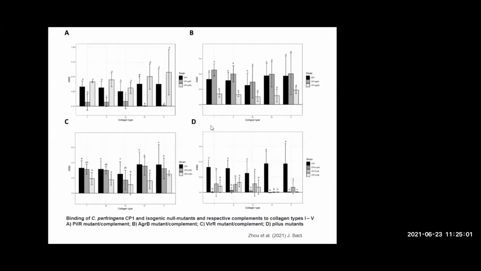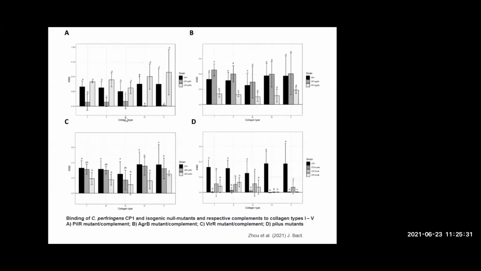we use the binding experiment. This slide shows four panels. A, B, C, and D show the binding of the PilR mutant and the complement, Agr mutants and the complement, VirSR mutants and the complement, and pilus mutants, respectively.